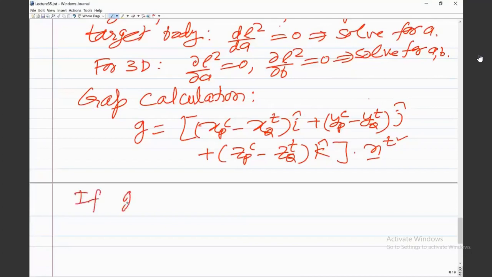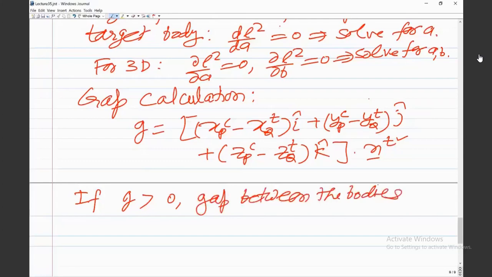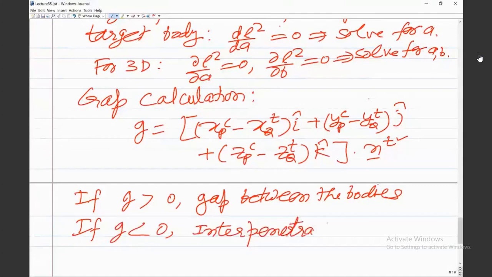If, let us say, G is greater than 0, that means there is a gap between the bodies. And now let us say if G is less than or equal to 0, then there is an interpenetration. One body is penetrating the other, interpenetration. And of course if G equals 0, the bodies are just touching, just in contact at that point.